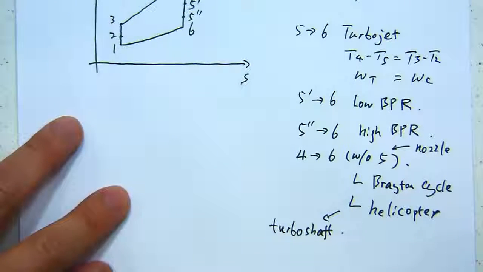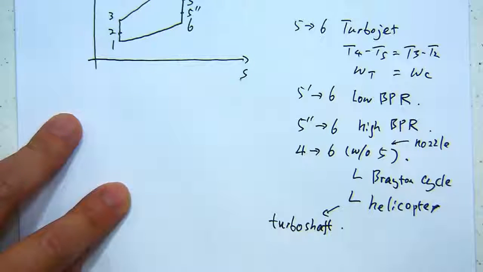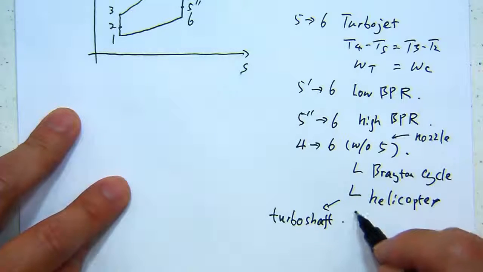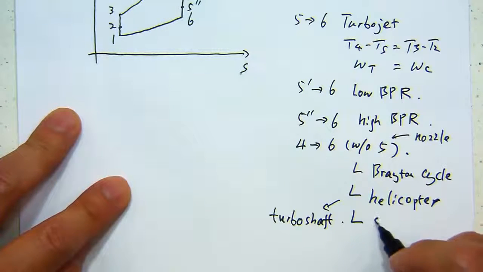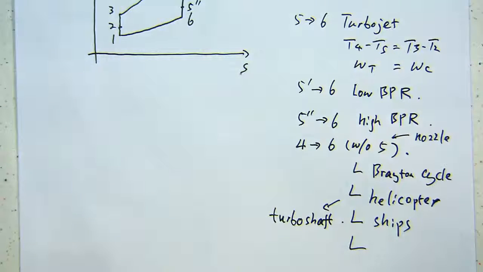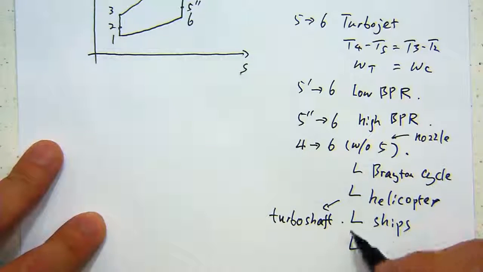And other than aviation, if you're using the gas turbine for ships, the useful output is also pure shaft work. So it's also used for ships, and also when you're using the gas turbine to drive a military tank, that's also pure shaft work as the output.